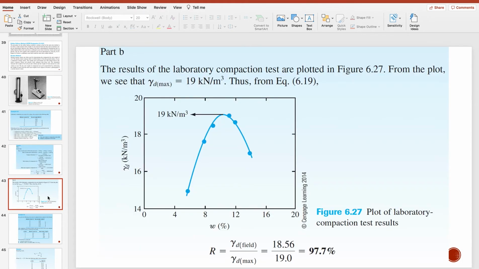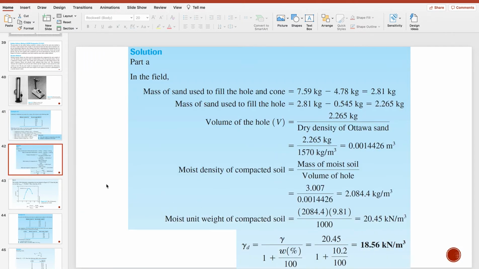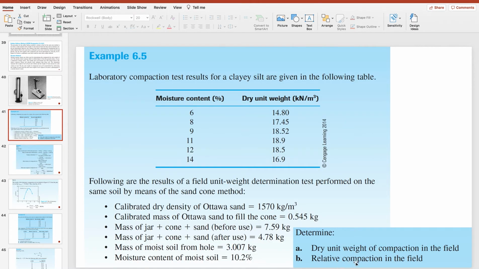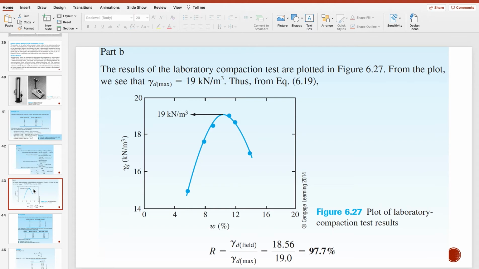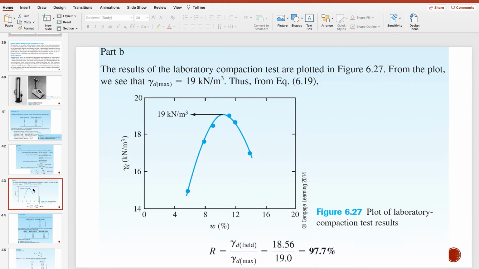The result of the laboratory, ano yung unang question natin? The dry unit weight. So, nasolve na natin yung dry unit weight. Next, ang isa-solve natin is the relative compaction in the field. So, the result of the laboratory compaction test are plotted in figure 6.27. So, ito yon. So, paano natin makukuha yung relative compaction? Yung relative compaction natin sa field.